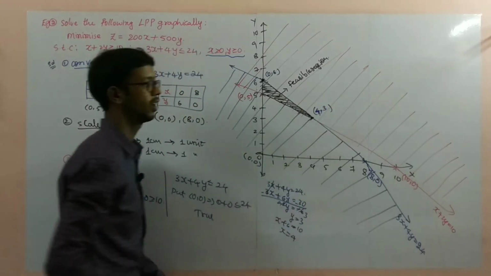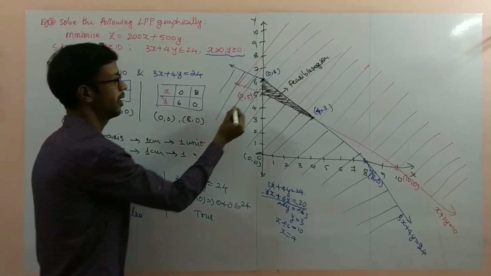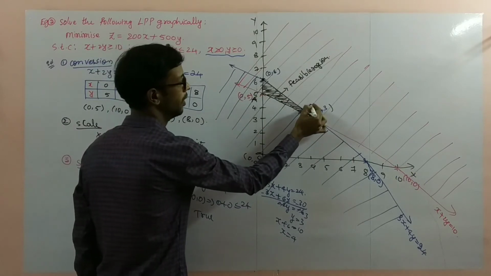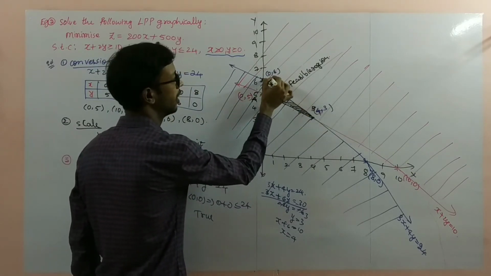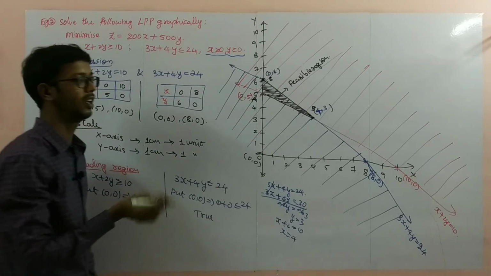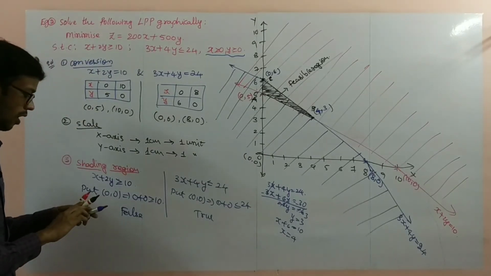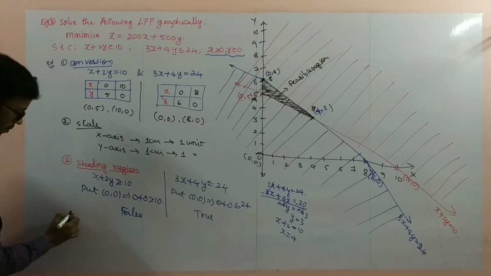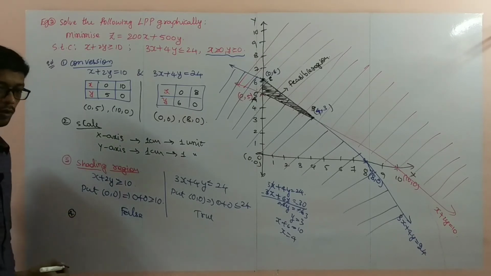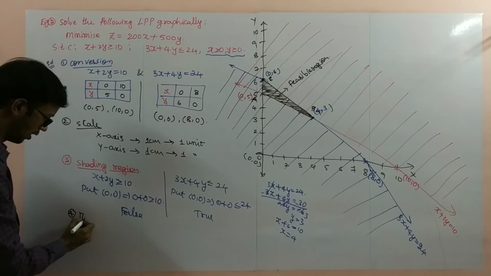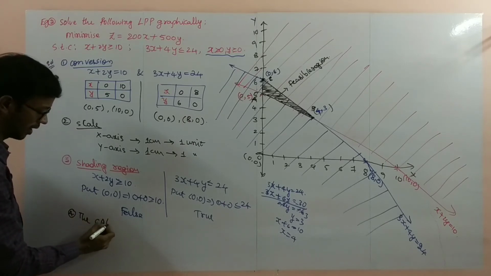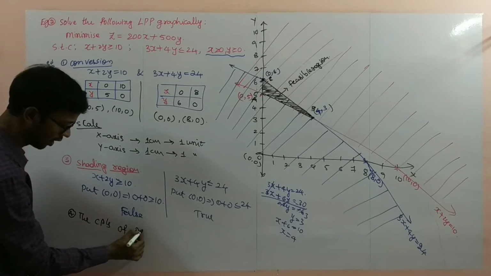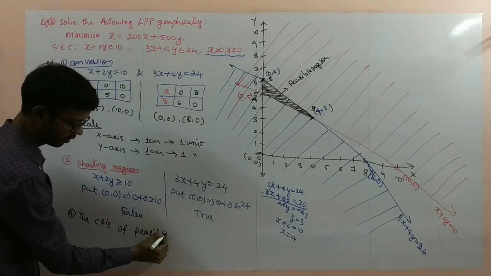So this is also one corner point. This corner point I am naming as A, and B is another corner point. This one I am naming as C. These are the three corner points. Now you have to write the fourth point: the corner points, directly I am writing CPs, corner points of the feasible region.